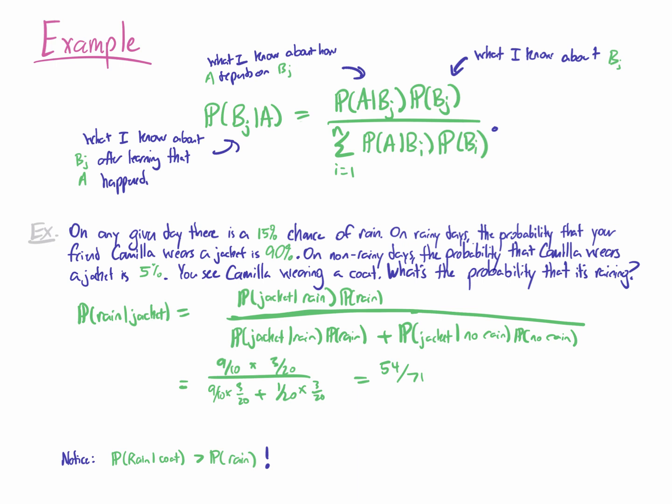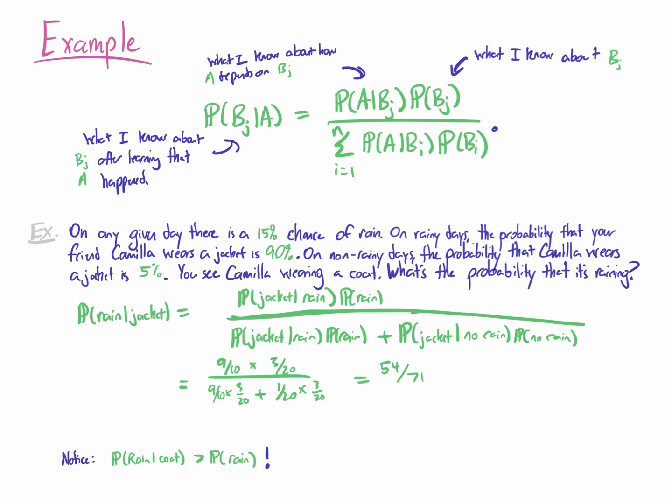And so learning something about the world, learning that Camilla's wearing a jacket, actually changes our probability estimates about what's going on. So this is the paradigmatic application of Bayes' rule. We start with some belief, sometimes in statistical applications called the prior, about whether or not it's raining. And then after observing some data, specifically whether or not Camilla is wearing a jacket, we update our belief and obtain what we often call the posterior. So our posterior probability or posterior belief about whether or not it's raining.